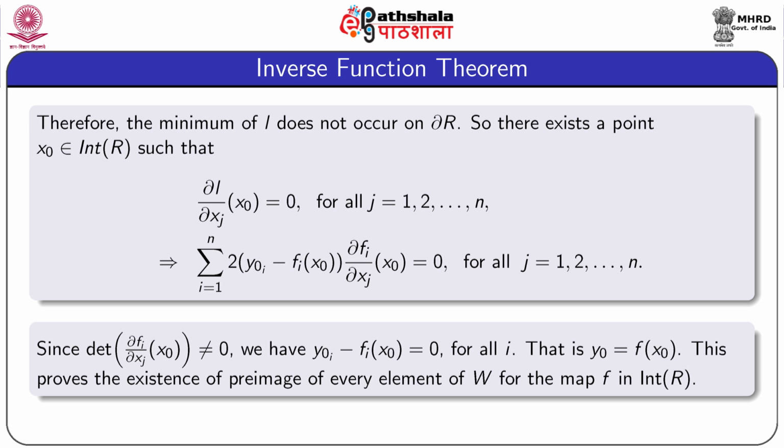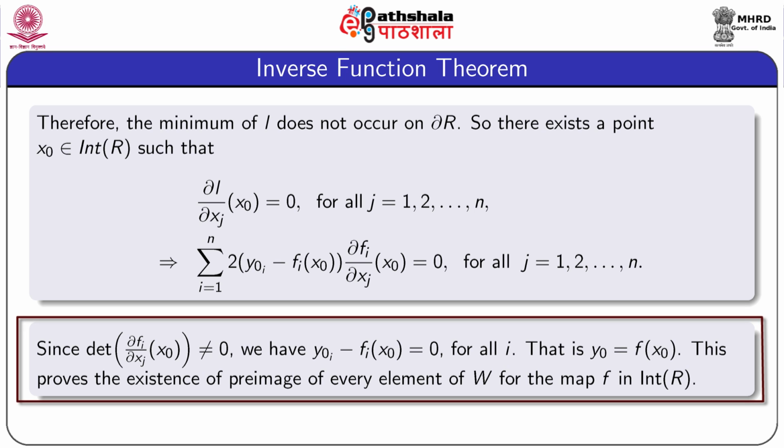So, there exists a point x0 in the interior of R such that ∂l/∂x_j at x0 is 0 for every j equal to 1 to n. This implies the summation over i equal to 1 to n of 2(y0_i minus f_i(x0)) times ∂f_i/∂x_j at x0 is 0 for every j.